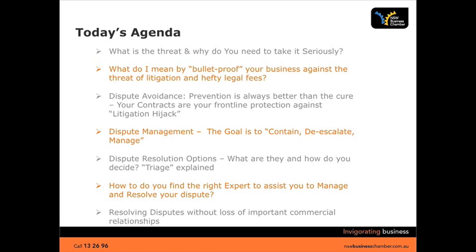Resolving disputes without loss of important commercial relationships. This is one of the vital factors in commercial disputes that maybe differentiates it from many other areas of dispute. People in business, in commerce, build their businesses based on important commercial relationships. Disputes can destroy them.